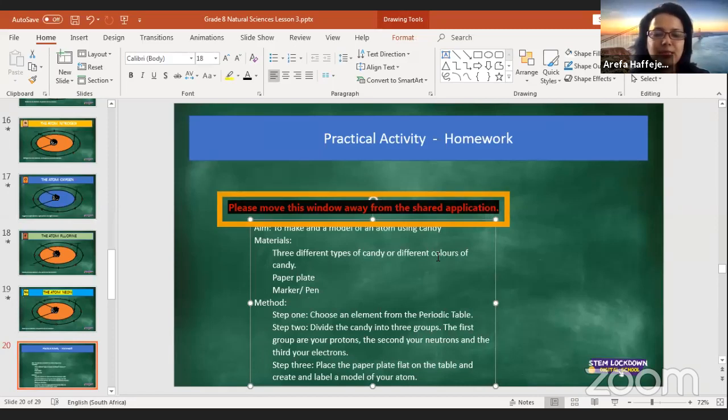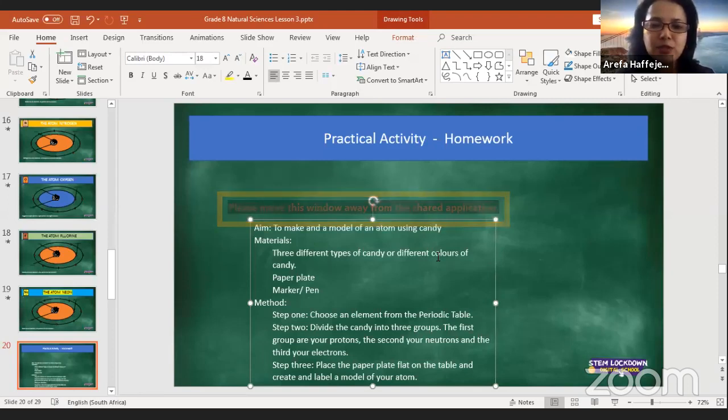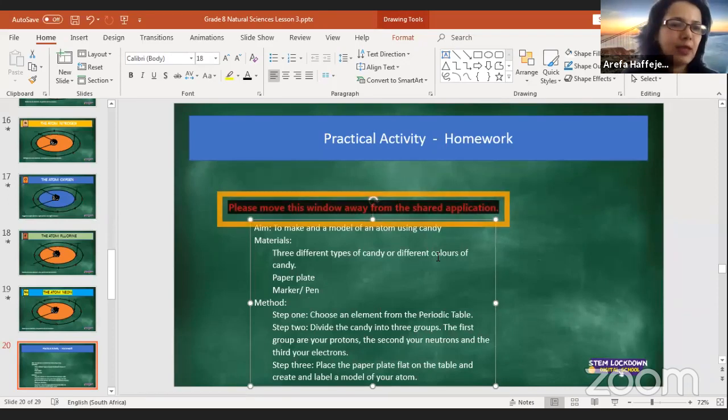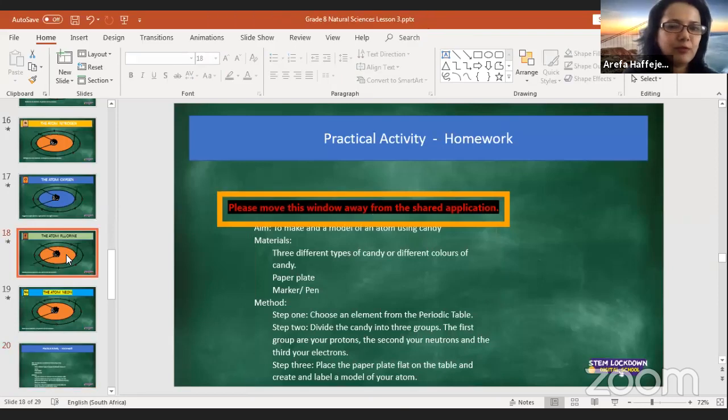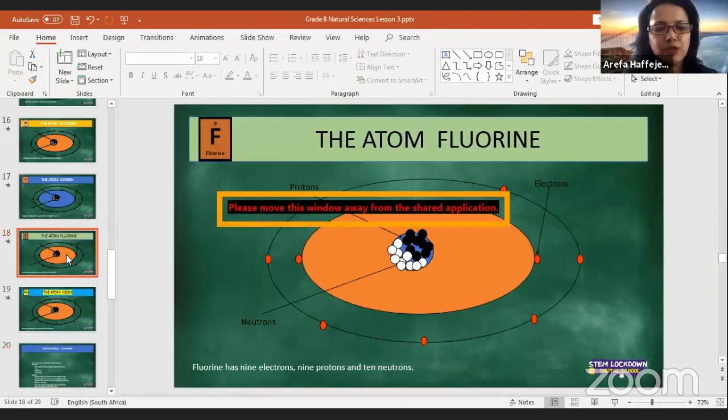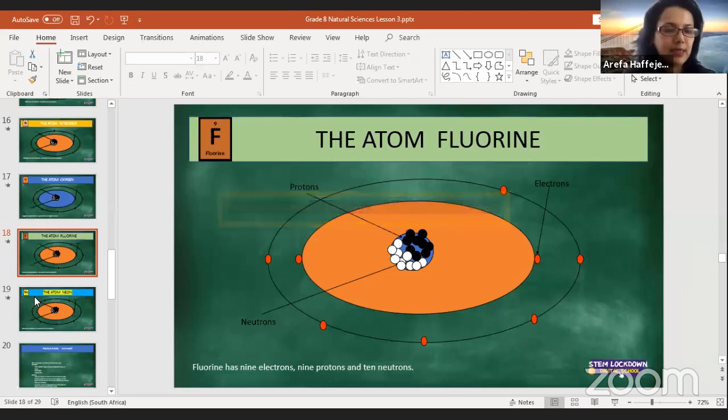So your materials that you would need basically 3 different types of candy or different colored candy. So depending on the element that you want to make, for example, if we're going to make fluorine, you're not going to use 3 sweets. You're actually going to use 9. You're going to have 9 different types of sweets in composition of 9 electrons, 9 protons, and 10 neutrons.